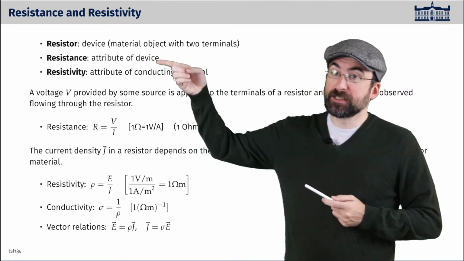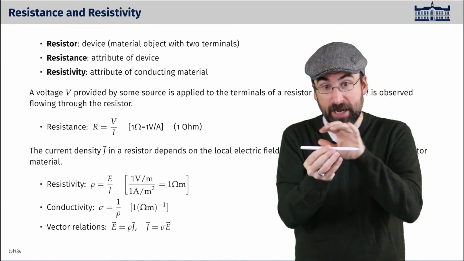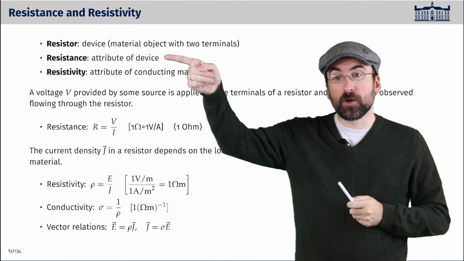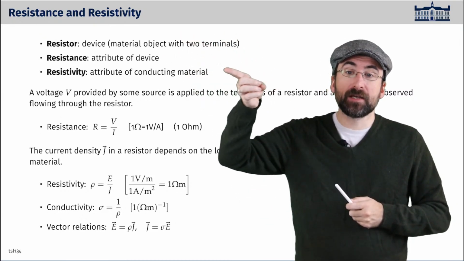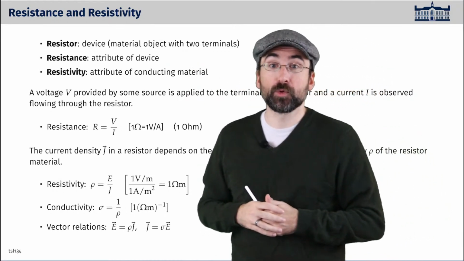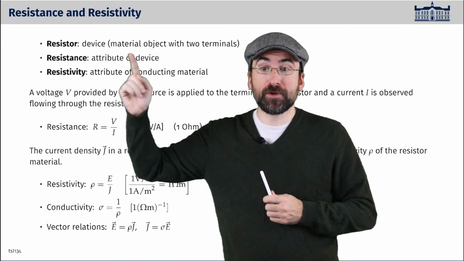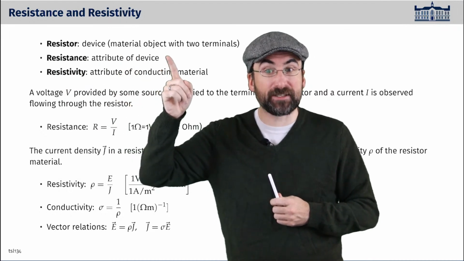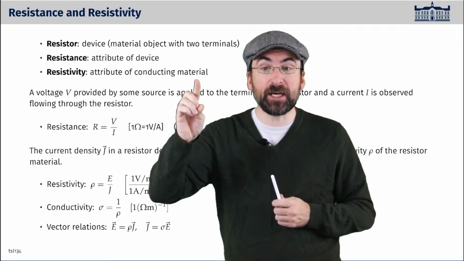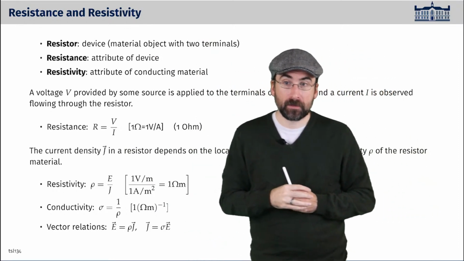But whereas the resistance is the property of a specific device, meaning a device with specific geometry, with a specific shape, you can also quantify the behavior of the conducting material that the device is made out of with another property called the resistivity. So if the resistance is an attribute of the specific device you're using, the resistivity is an attribute of the material that that device is made out of. So there is a subtle but important difference there.